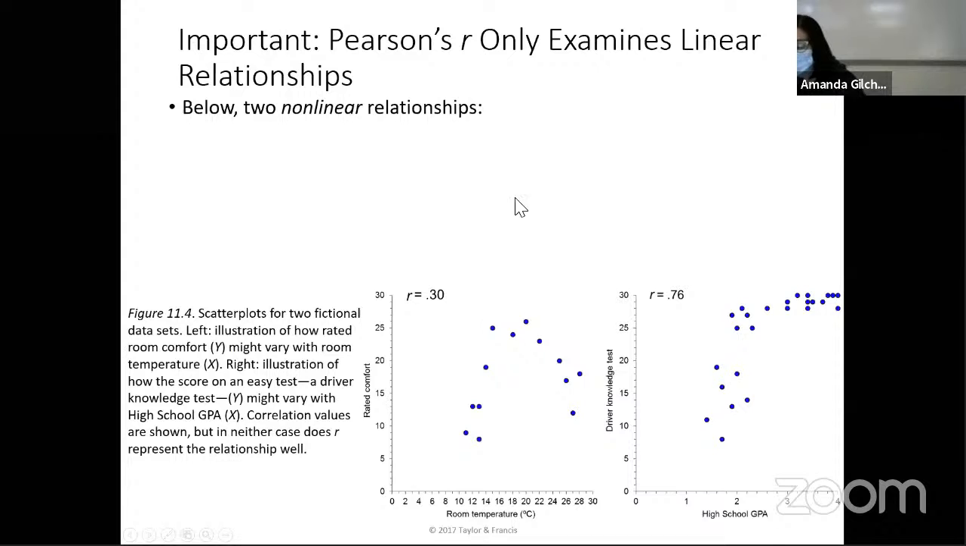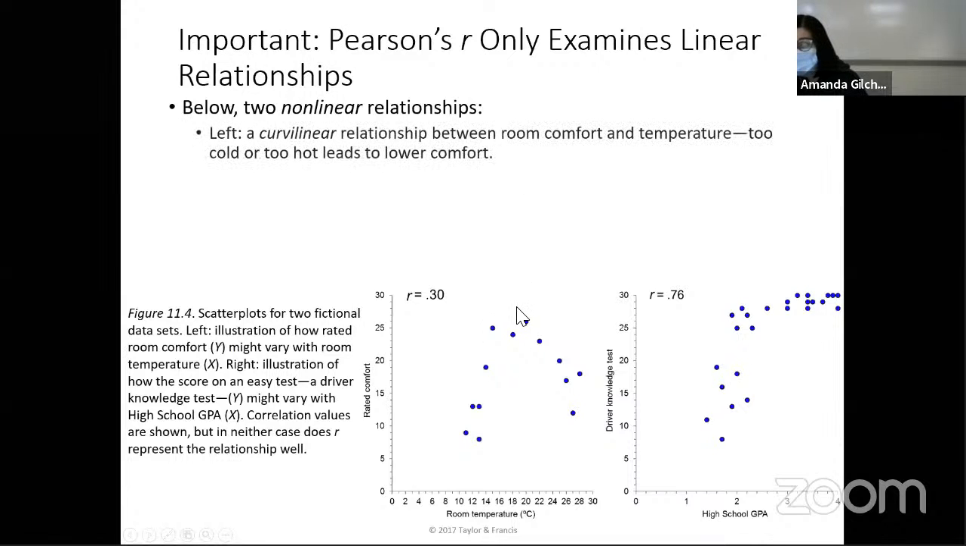So here's something really critical. Pearson's R only examines linear relationships. Here we are looking at some data between room temperature and rated comfort. And notice that we've got a really pretty U-shaped curve. Now, I like that data. The problem is, if I try to get a correlation coefficient for this data, here's what my line of best fit looks like. We're going to do pink this time. So if we do a correlation coefficient, here's my line of best fit.